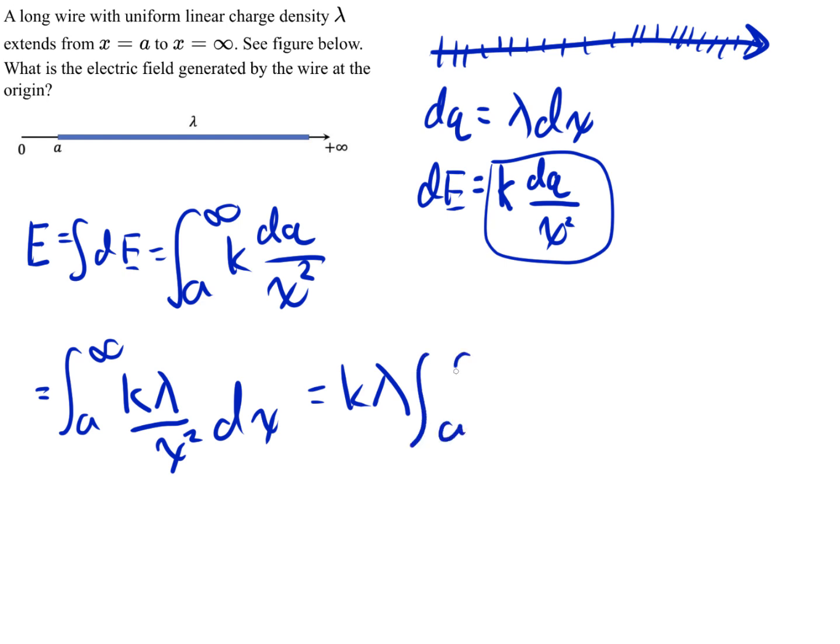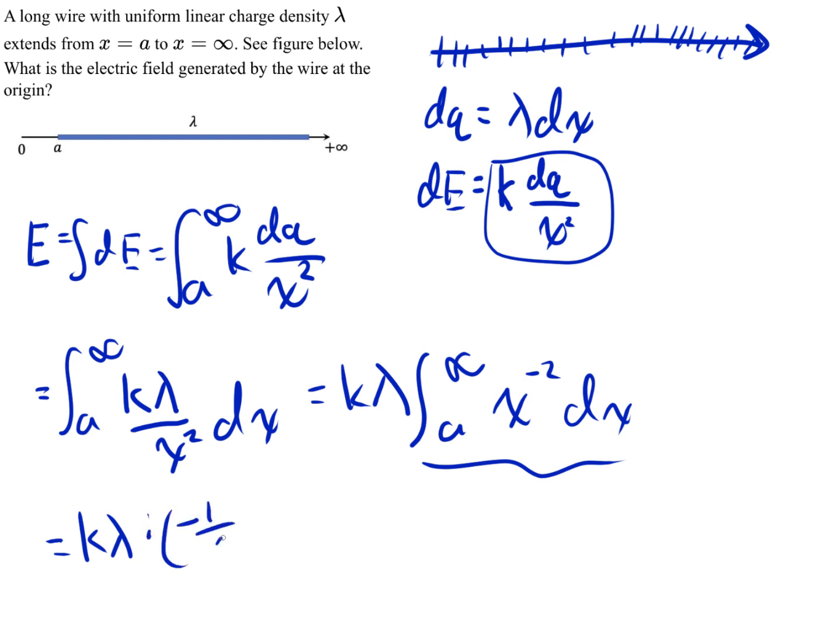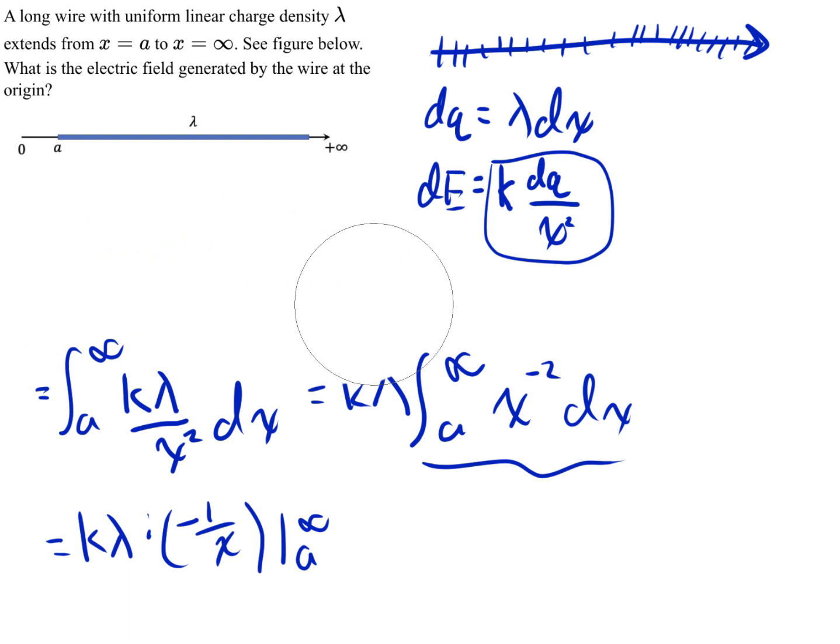Integral from a to infinity. And this simply becomes 1 over x squared, or it might be easier to integrate if I write it as x to the negative second power dx. And now we just have to integrate this part as normal. This becomes k lambda times negative 1 over x, evaluated from a to infinity. So that's what that integral gave us.